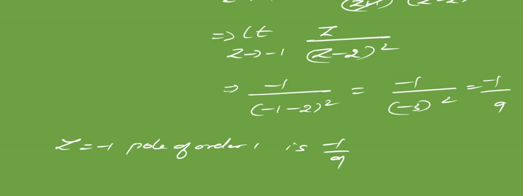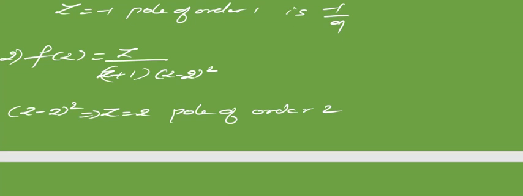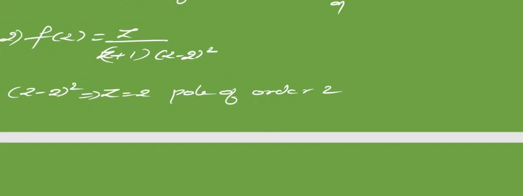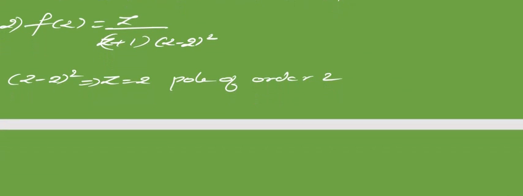Similarly, we have to do it for the second, where the denominator has a power. So when it has a power, use the second method. So now I'm taking the second case, (z minus 2) the whole square. z equal to 2 becomes a pole of order 2, right? Since it is order 2, we cannot use the first calculation that we used. We have to use the second formula. So what is the second formula?